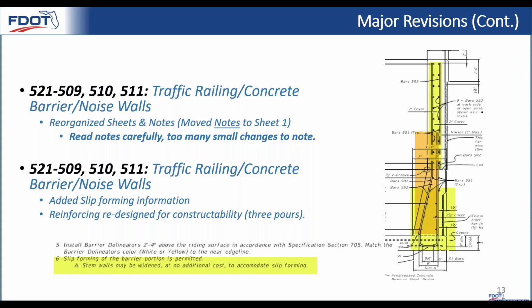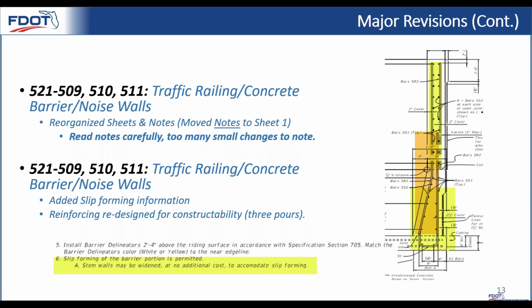There have been multiple projects where alternate reinforcing details were added so they could be slip formed. So we looked at it again and changed the reinforcing to make it easier to slip form. We've put it into 3 sections, one for the foundation, one for the traffic railing or barrier, and one for the wall. That way the railing or barrier portion can be slip formed.